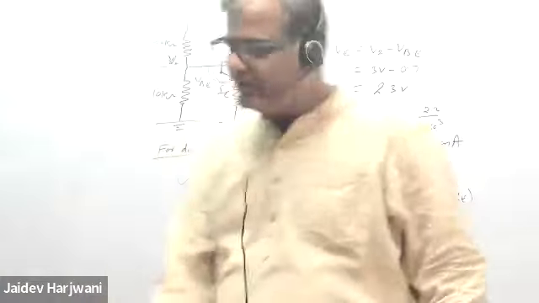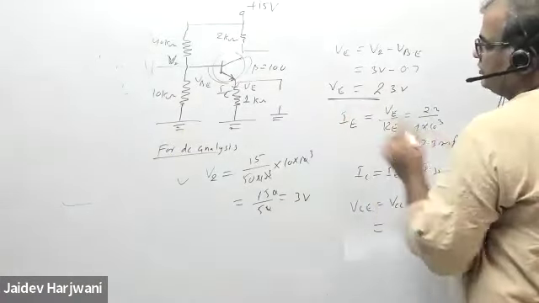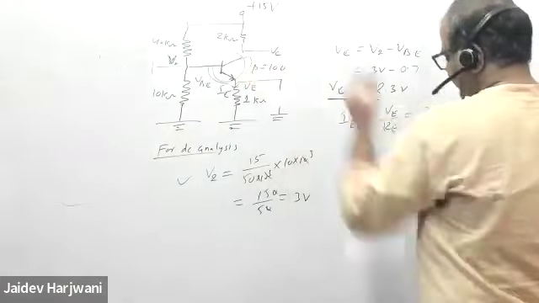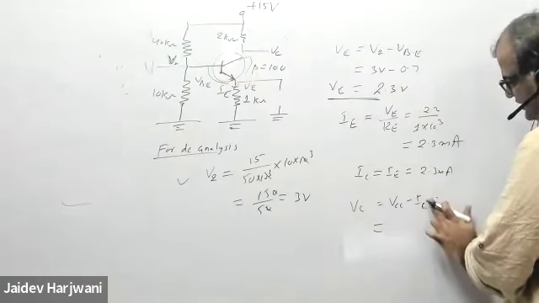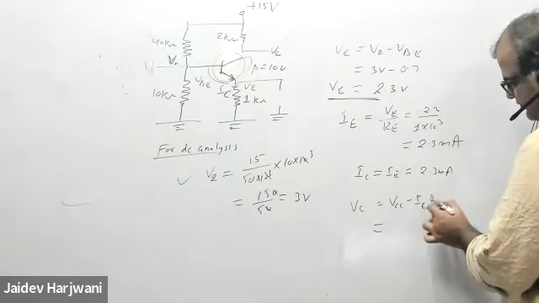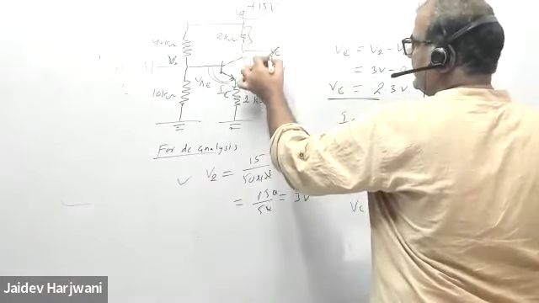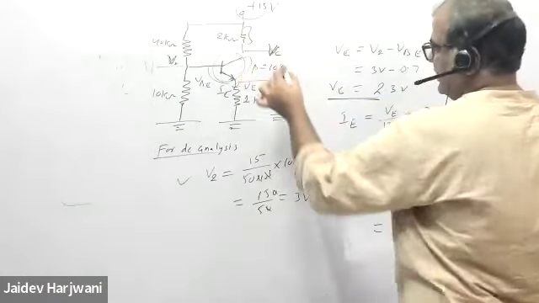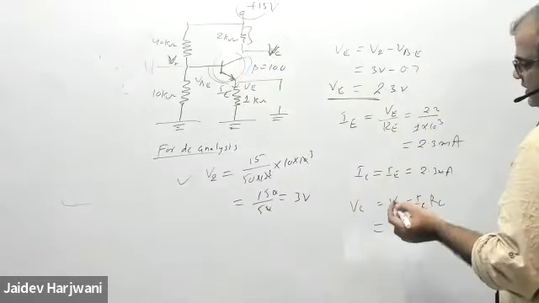Directly you can find, because VE you already know. So you can find only VC, then also you can find IC. Instead of finding VCE, you can directly find VCE minus RC. This voltage drop here, the remaining will come here, VCE. And VC you calculate, VE you already know, you can find VCE. Tell me what is VC.